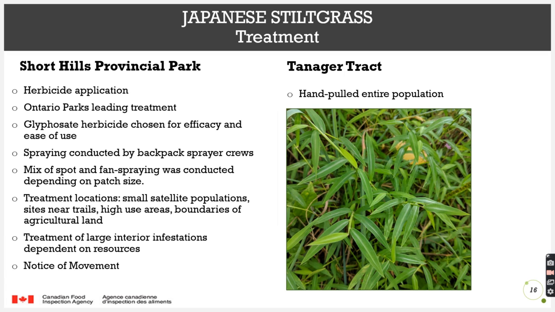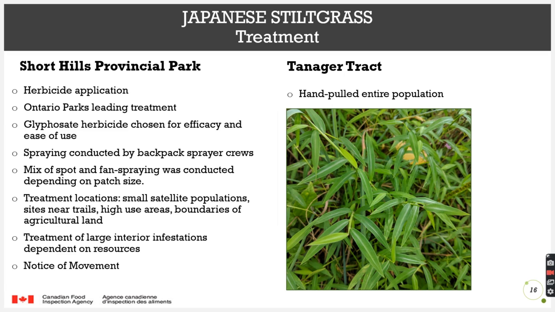Treatment locations included small satellite populations, sites adjacent to trails, high-use areas, and populations along margins of agricultural land. Treatment of the large interior infestations will take place in the future and are dependent on resources. Additionally, a notice of prohibition of movement was issued to the Short Hills Provincial Park on November 7, 2019. This notice restricts the movement of soil and plant material from within the park.